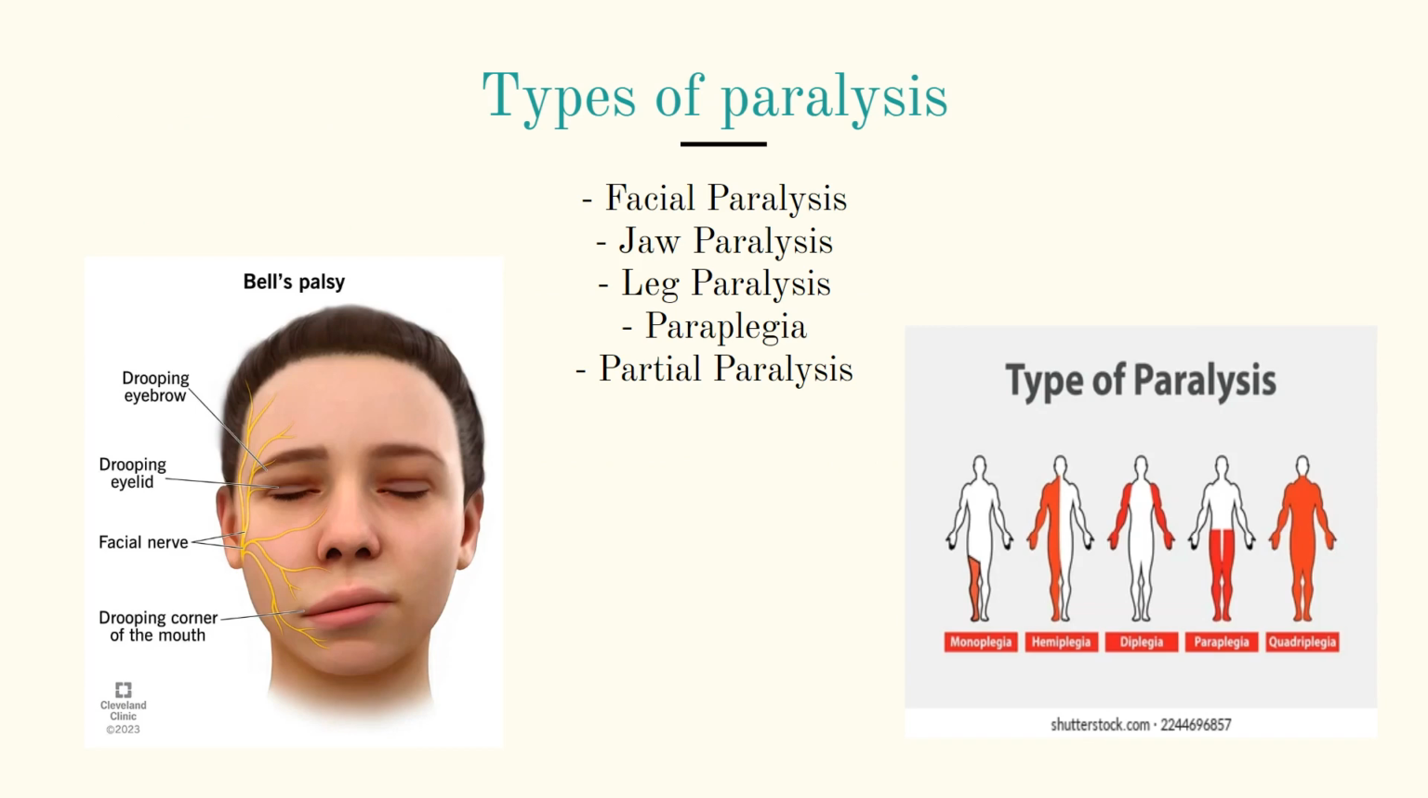A few types of paralysis could be facial paralysis, jaw paralysis, leg paralysis, paraplegia, which is paralysis of both legs, and partial paralysis, which can be in any limb or any part of your body at all. An example of this could be Bell's palsy on the left, which is paralysis of half of your face, which includes drooping and or numbness on that side.